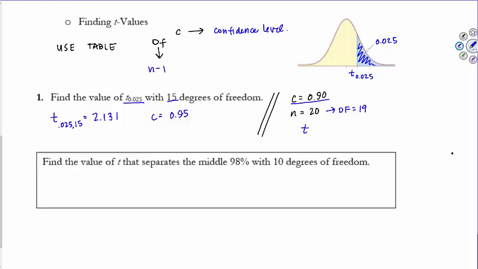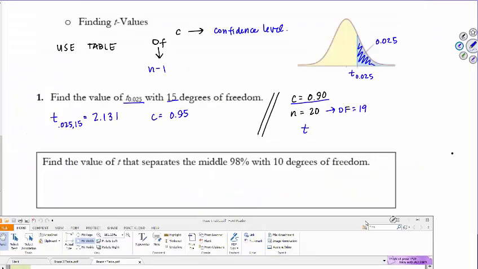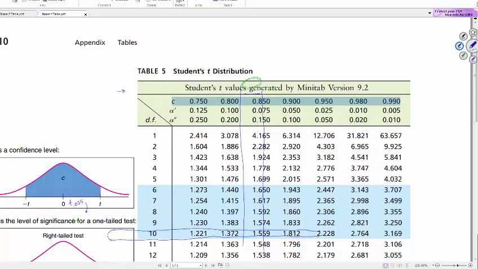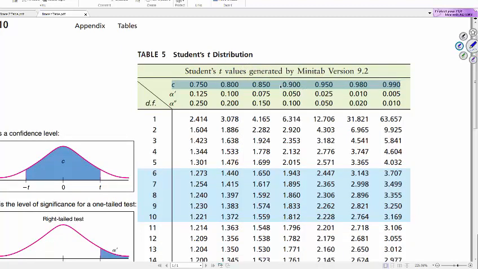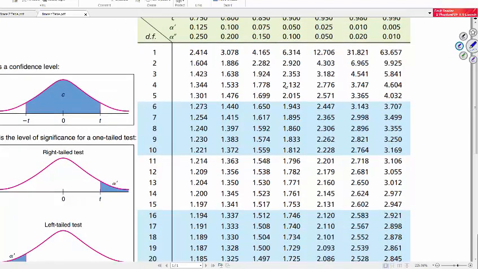Open up the table. Our level of confidence is 90, I think. Yep. And degrees of freedom are 19. Level of confidence 90, so that's this column here. And degrees of freedom of 19 is this row. So the t value we find is 1.729.